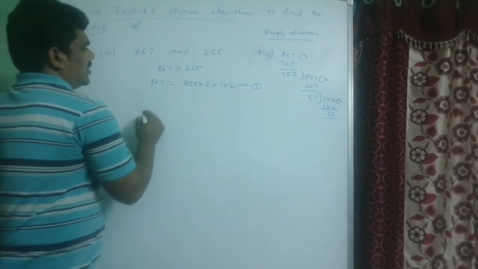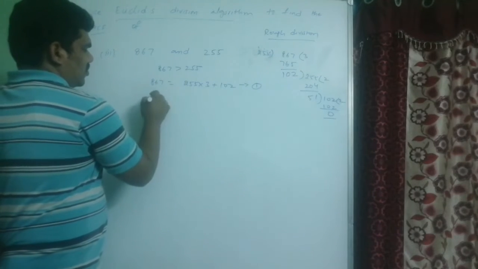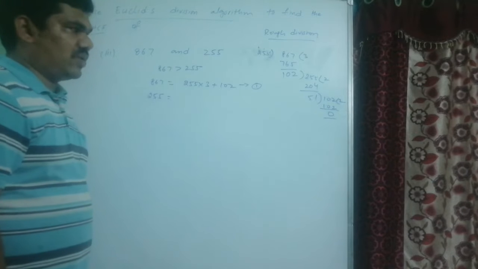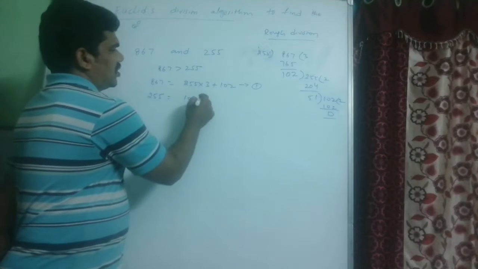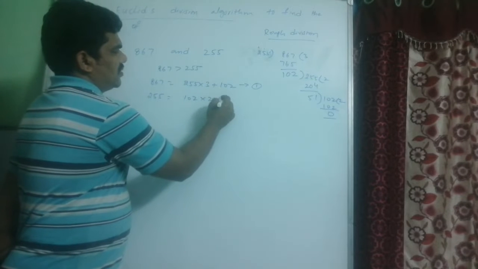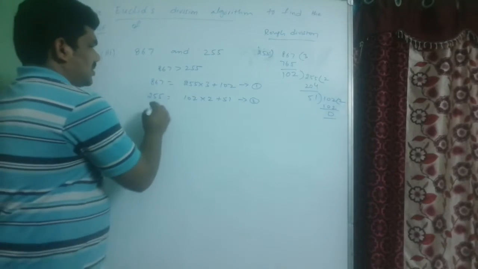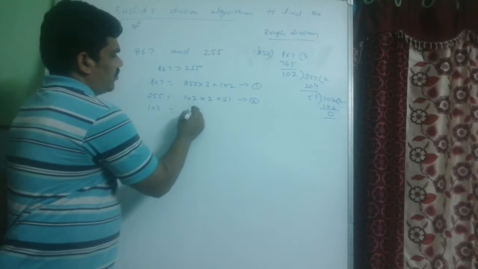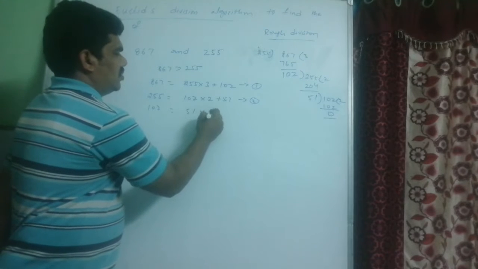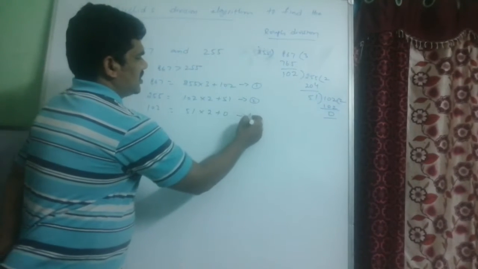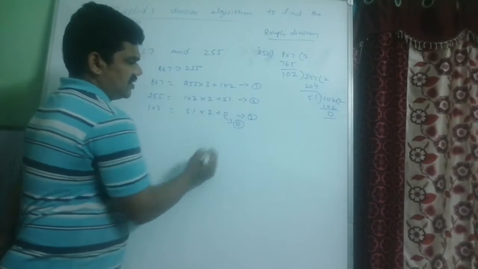The second step, again 255 equal to 102 into 2 plus 51. This is the second step. Okay, and the third step, 51 into 2 plus 0. So this is the third step. Clear? So this is where the remainder is 0.